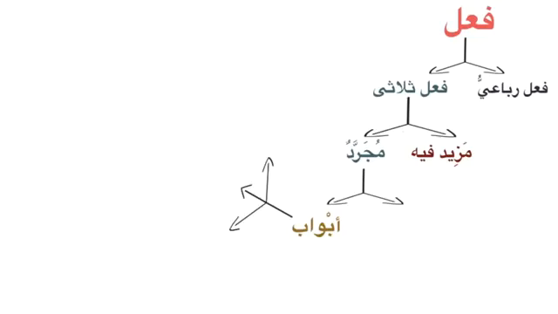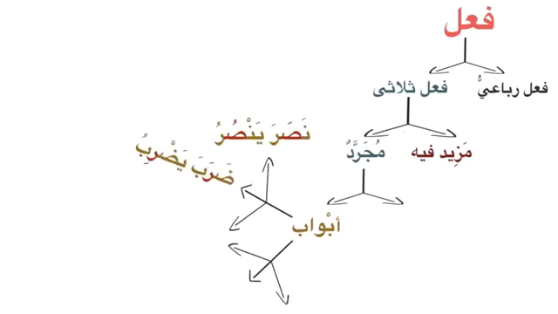We're looking at nasara yansuru, which is fatha on the ayn kalima in madi and dhamma on the ayn kalima in mudari'. Daraba yadribu is fatha on the ayn kalima, or all the action takes place on the ayn kalima. So there are 6 babs, we know that.